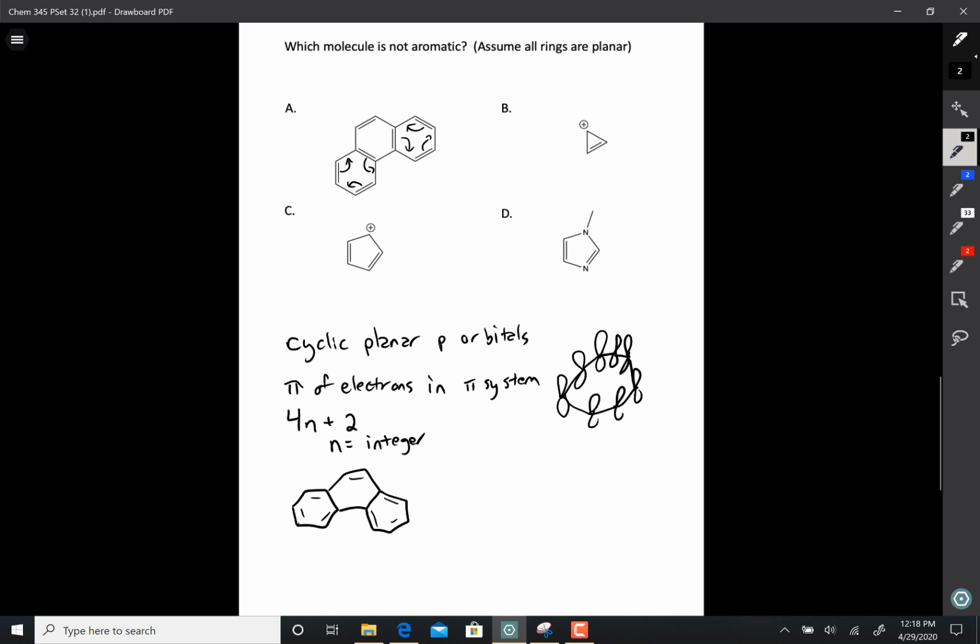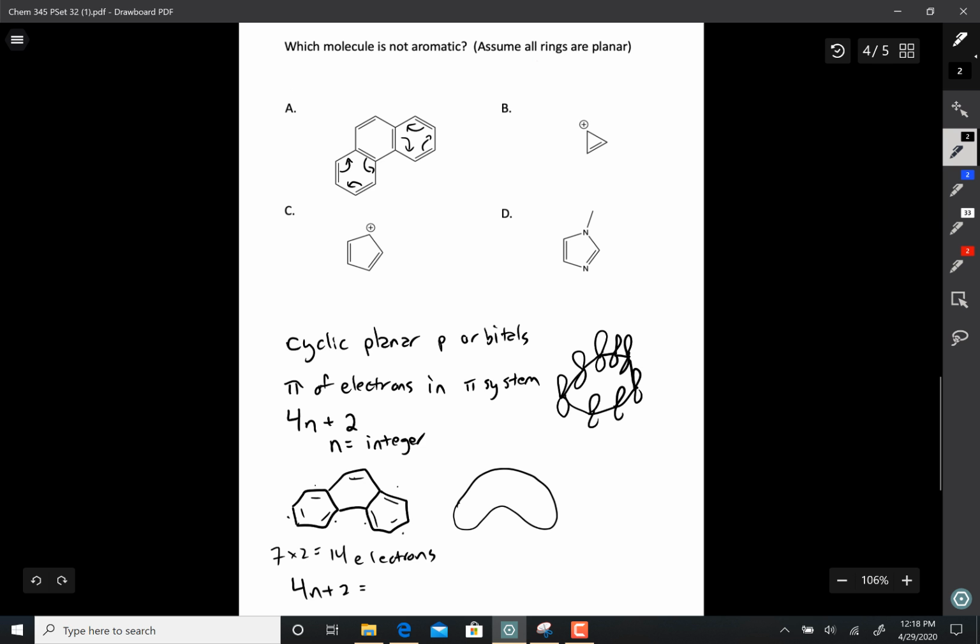Now if you look on this ring of p orbitals, they all have pi bonds. They all have a continuous system of p orbitals with each other, and then we count up the number of pi bonds. 1, 2, 3, 4, 5, 6, 7 pi bonds. 7 times 2 is 14 electrons. 4n plus 2 equals 14. 4n equals 12. n equals 3. 3 is an integer, so A is aromatic.